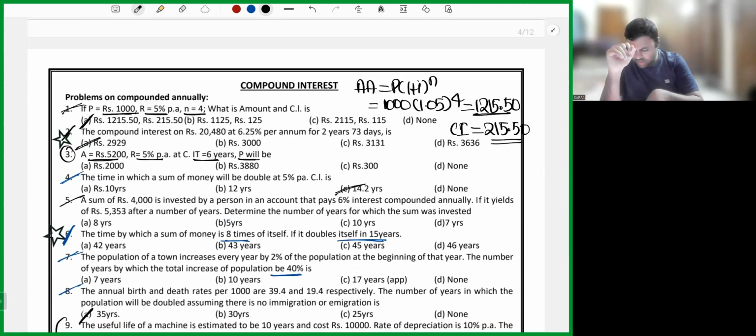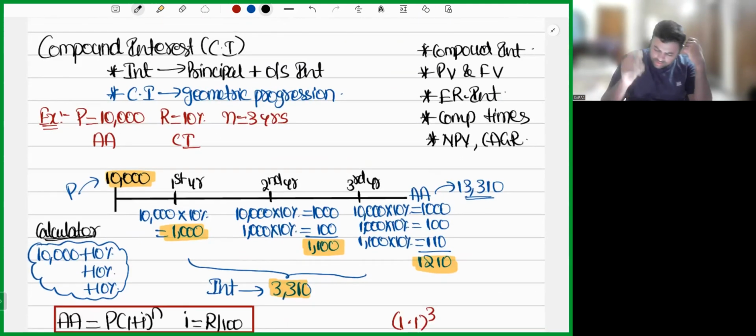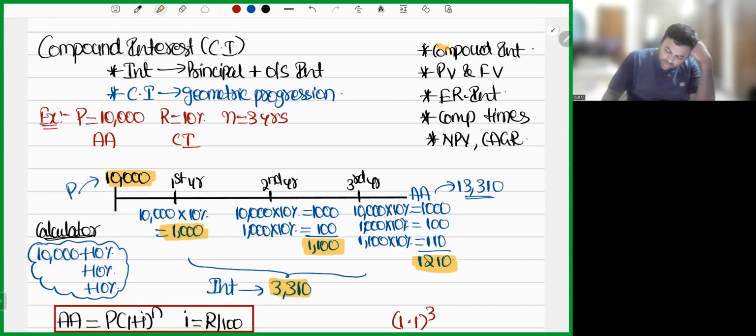Okay. So I hope, my dear friends, compound interest is clear. It was very simple. There was nothing much difficulty in compound interest. It was a very simple topic, compound interest. Okay. Now let's proceed further, my dear friends.